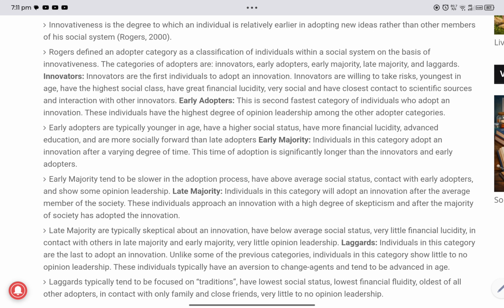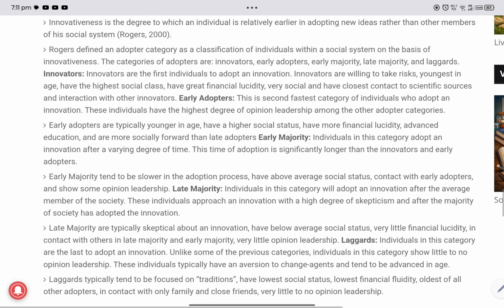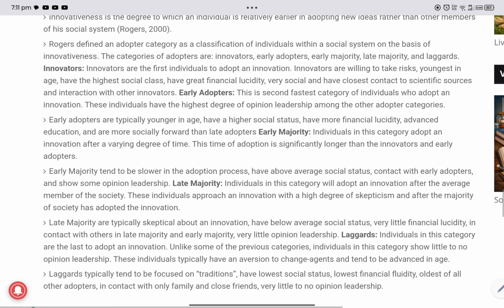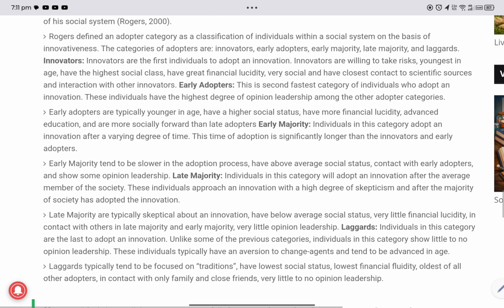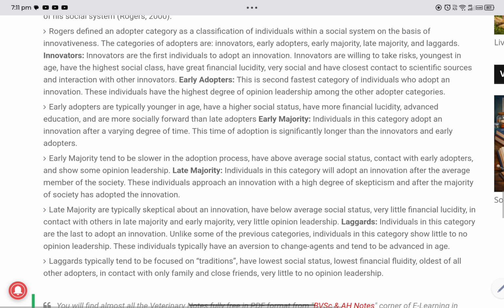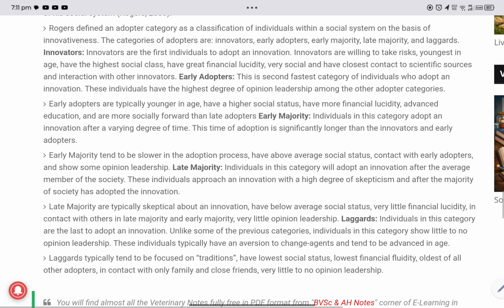Innovators are willing to take risks, youngest in age, have the highest social class, have great financial lucidity, are very social, and have the closest contact to scientific sources and interaction with other innovators.